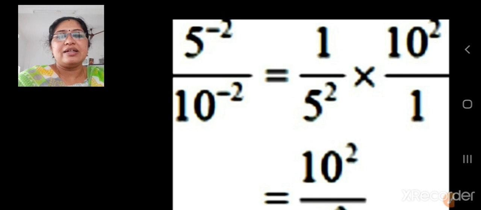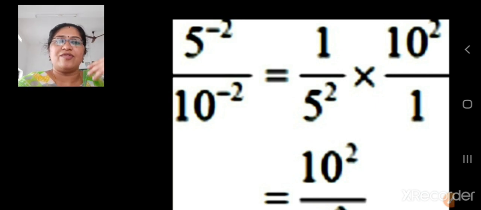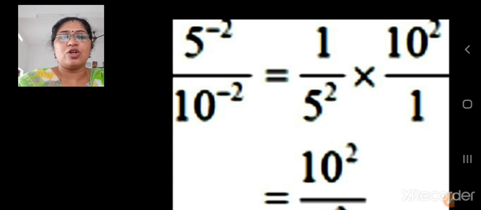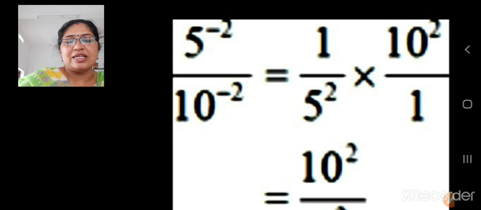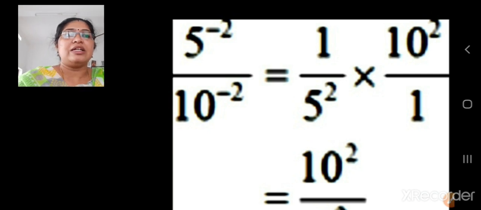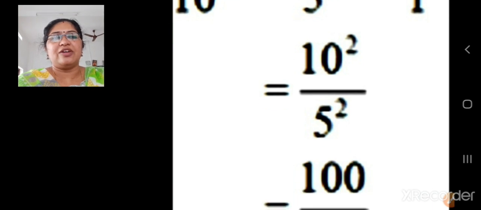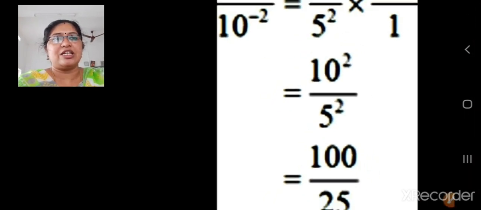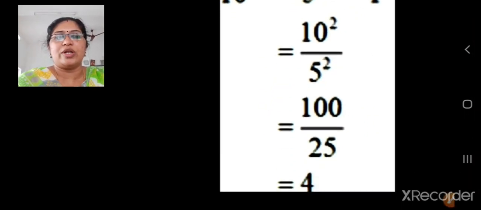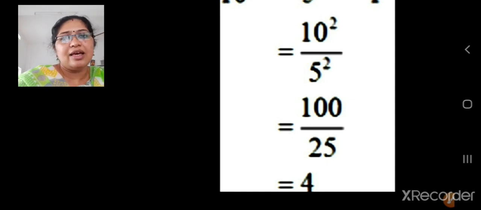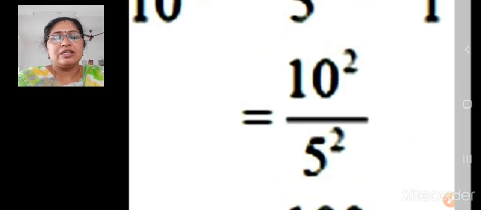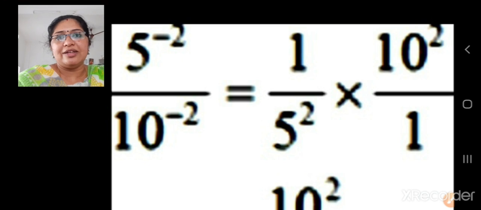Same way 10 raised to minus 2. So you are taking its reciprocal. Then it will go to the numerator part. So it will be 10 raised to 2 divided by 1. So now it is in a familiar way, that is 10 square divided by 5 square. Okay, so 10 square divided by 5 square, you can do it as 10 square equal to 100 and 5 square equal to 25. You can divide and find the answer. Got it? This is the way to do the negative powers.